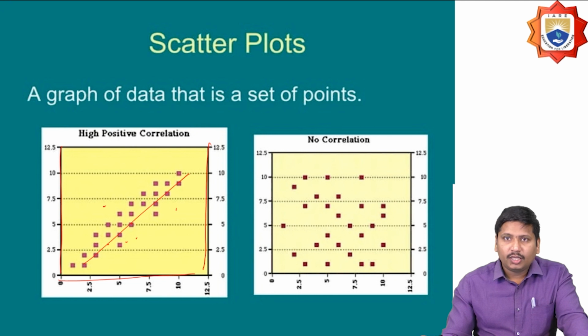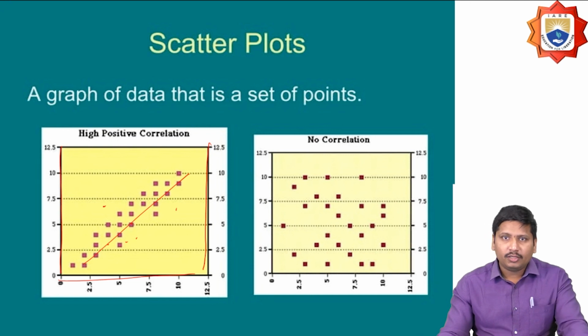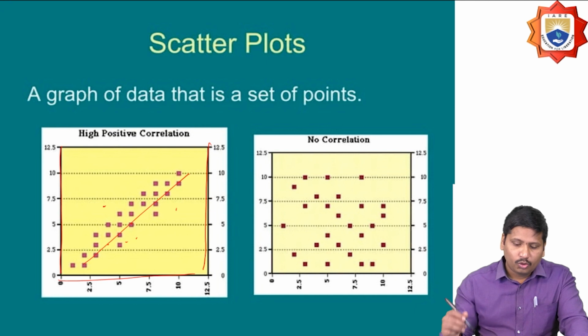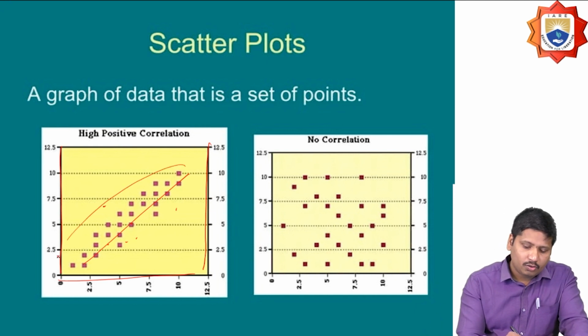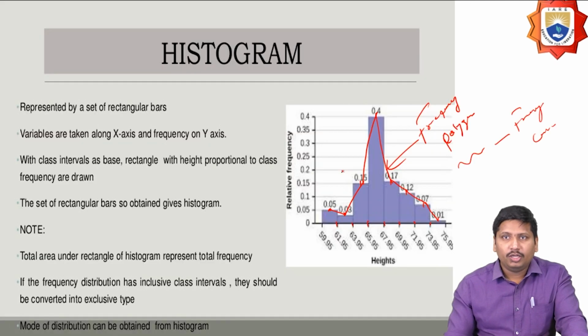A scatter plot is where we take the x-axis values in one direction and the y-axis values in the other direction, and plot the dots on the graph. If all the points are very close to each other, then it has high positive correlation, and if not, then there is no correlation.